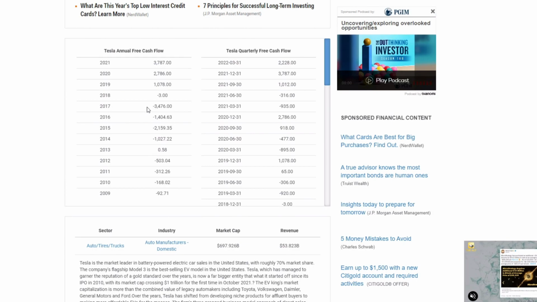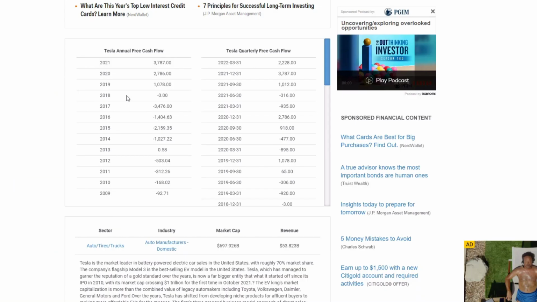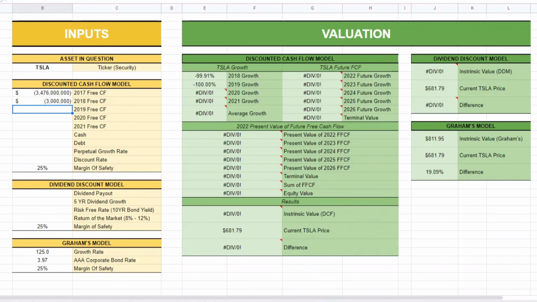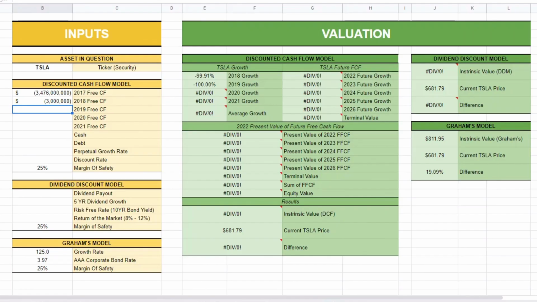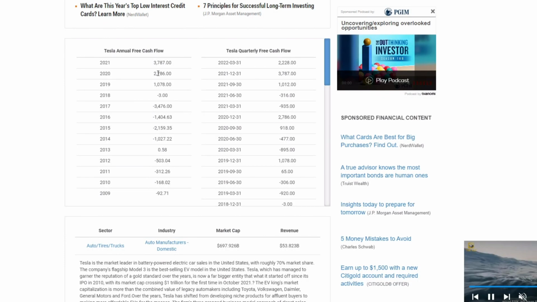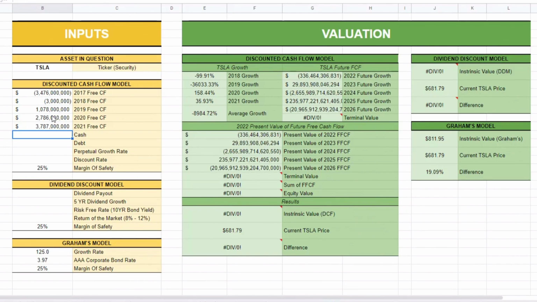So for 2017, we are at negative 3.476 billion. So let's put that in there. Negative 3.476 billion. 2018 was negative 3 million, and 2019 it appears is the first year that they were heavily cash flow positive, where they had 1.078 billion. And for 2020, 2.786. 2021, 3.787.